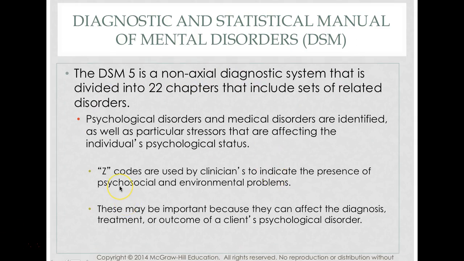Other important thing, Z codes are used by clinicians to indicate the presence of psychosocial and environmental problems. So if there's problems going on that really help explain why the person is experiencing what they're experiencing, those will be found in the Z codes. So somebody comes to you and they're experiencing a great deal of anxiety. Probably you would want to include a Z code if they were facing something like problems in their relationship with their spouse, because that could definitely contribute to their anxiety.